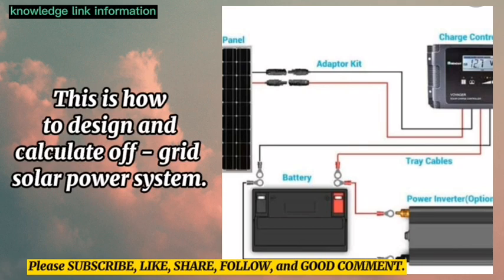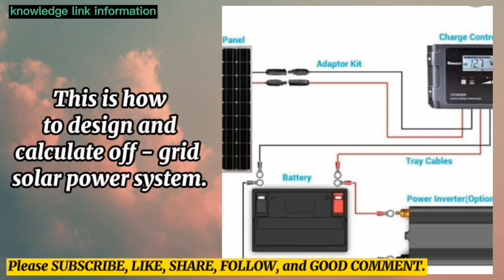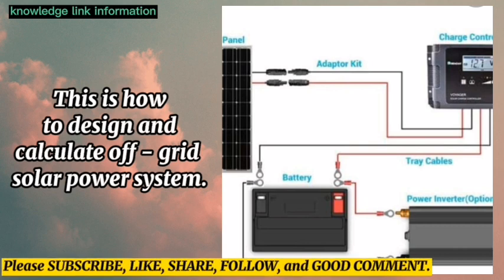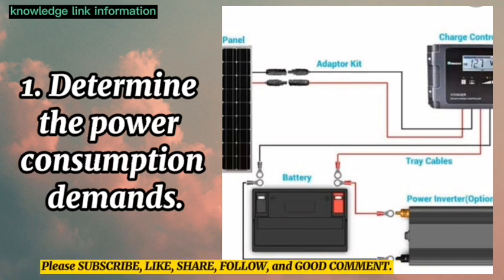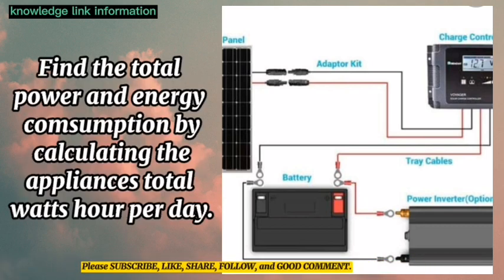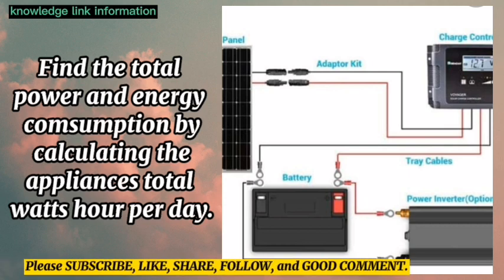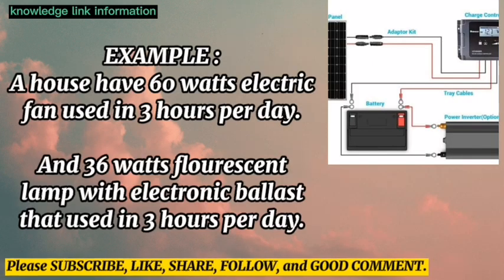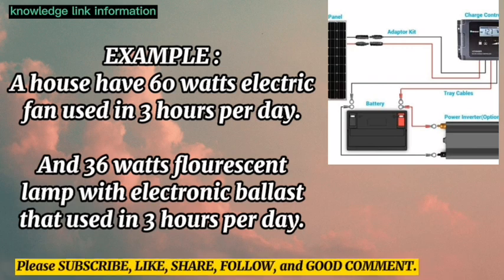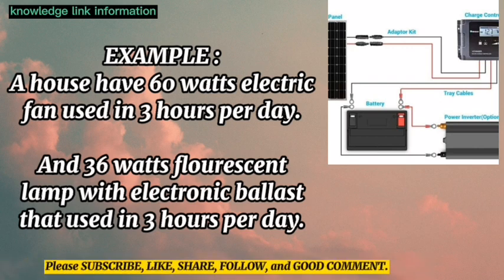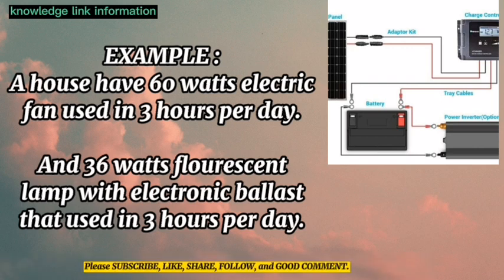This is how to design and calculate an off-grid solar power system. Number 1. Determine the power consumption demands. Find the total power and energy consumption by calculating the appliances' total watt-hours per day. Example: a house has a 60 watt electric fan used 3 hours per day and a 36 watt fluorescent lamp with electronic ballast that is used 3 hours per day.